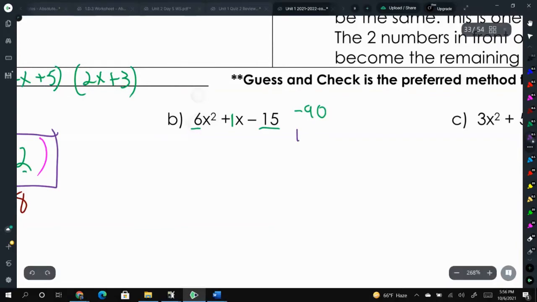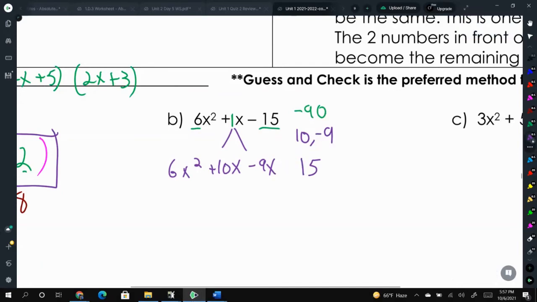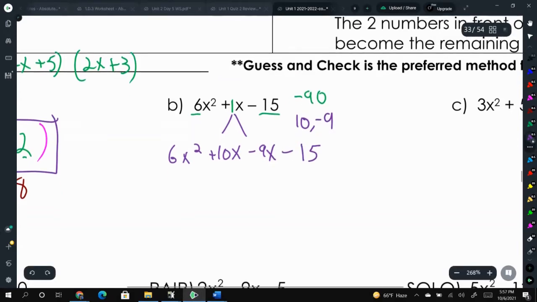Two numbers that come to mind are 10 and negative 9. 10 times negative 9 gives you negative 90. 10 plus negative 9 gives you positive 1. So then I'm going to split this up. You have 6x squared. When I do the next part, 10x minus 9x, I want to point something out, and then I will discuss a way to remedy the situation.